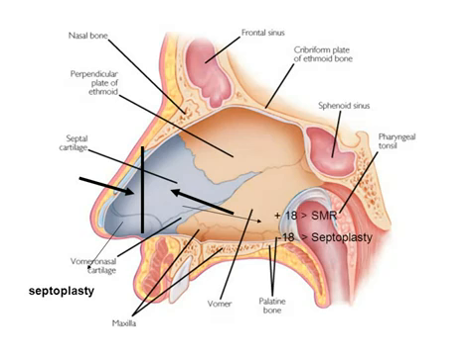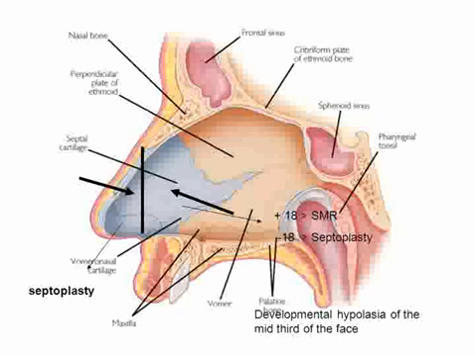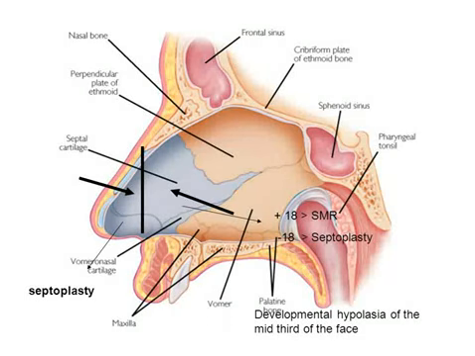What happens if we resect the posterior half under 18 years? Since the posterior half contains a growth center that contributes to growth, if the posterior half is resected under 18 years of age, it leads to developmental hypoplasia of the mid-third of the face. Herein we have reviewed in detail the structural and functional anatomy of the nasal septum.